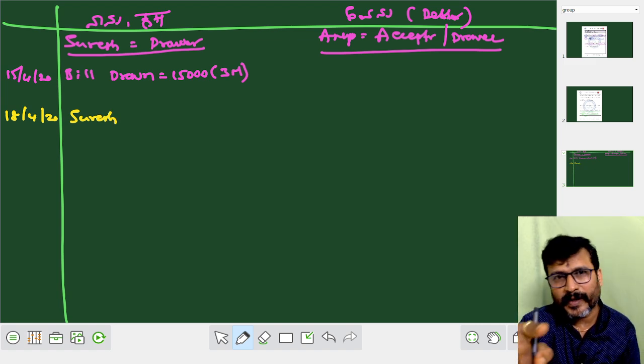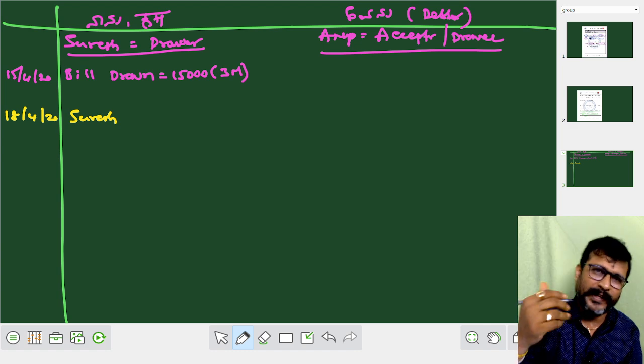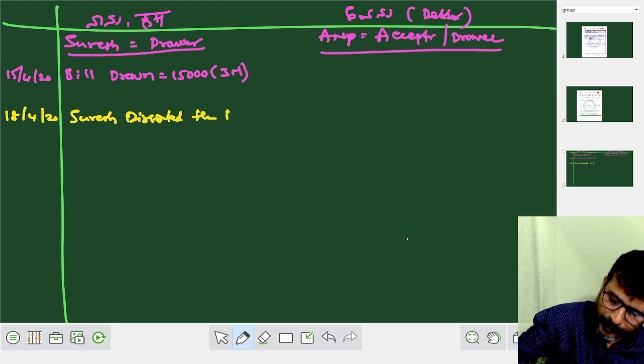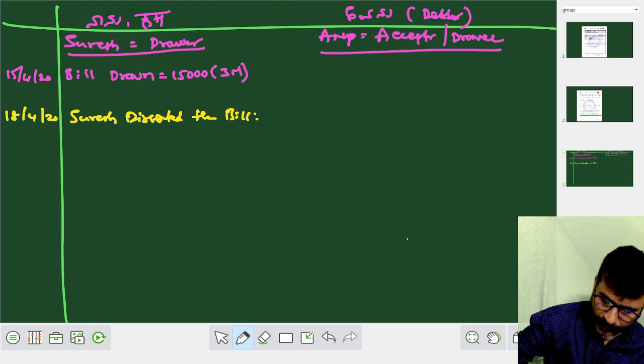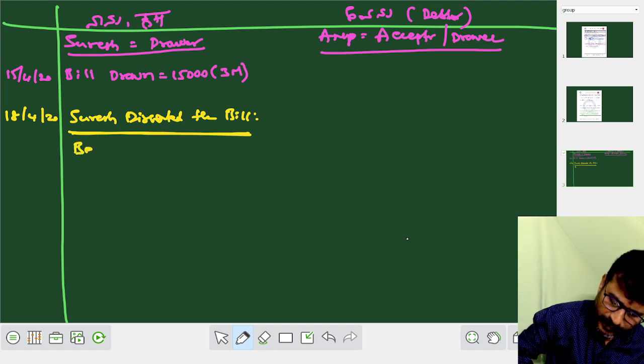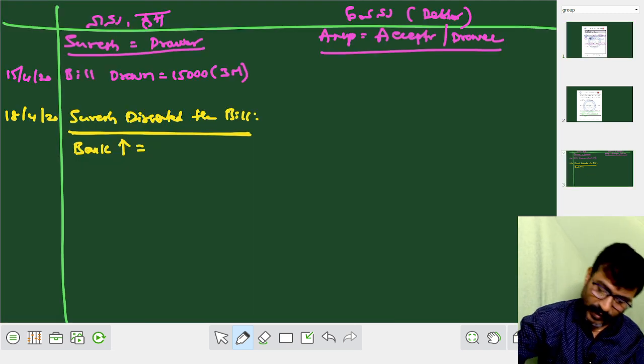since it is mutual accommodation, my dear students, I use the name of the person whenever it is discounted. Suresh discounted the bill. When Suresh discounted the bill, what happened to Suresh? The bank balance increased, discounted for how much? 14,700.